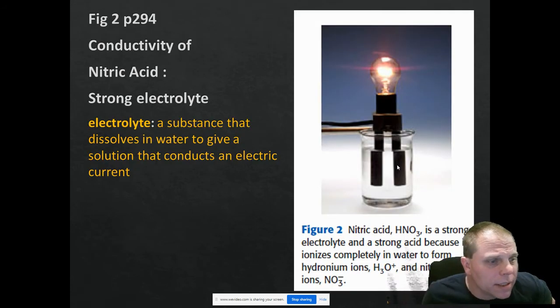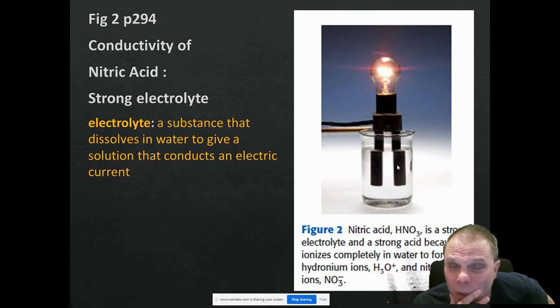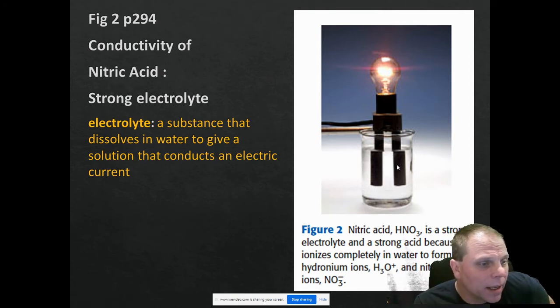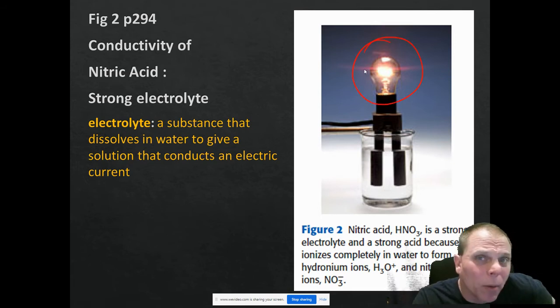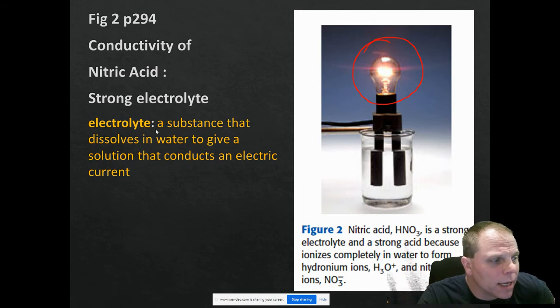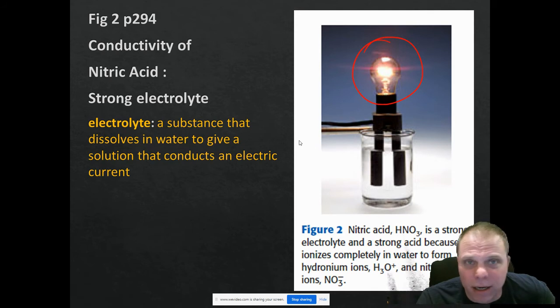All right, so this is an example of nitric acid, which is a strong acid, being a strong electrolyte. You can see how this light bulb here is really well lit up. We're going to show you a picture in the next one where it's not as well lit up. Remember, an electrolyte is a substance that dissolves in water to give a solution that conducts an electric current.